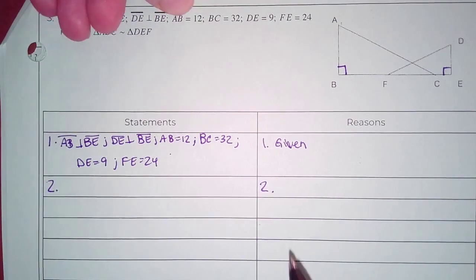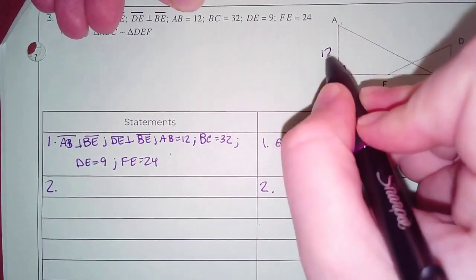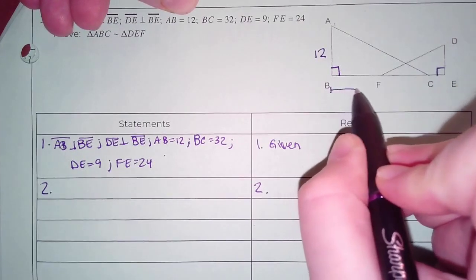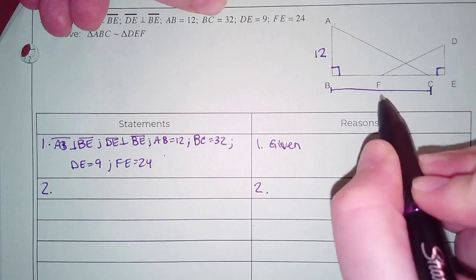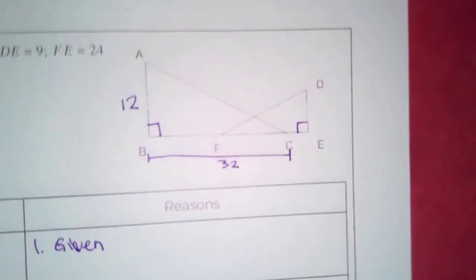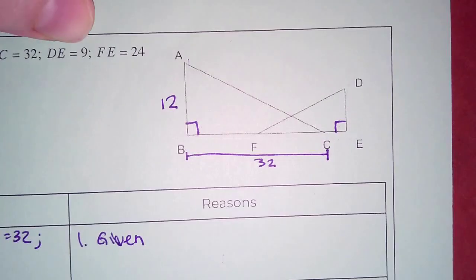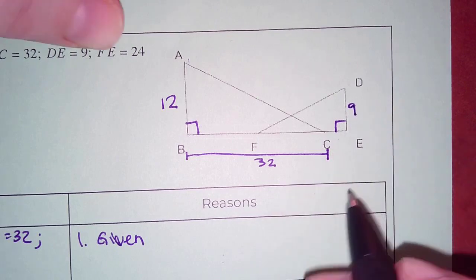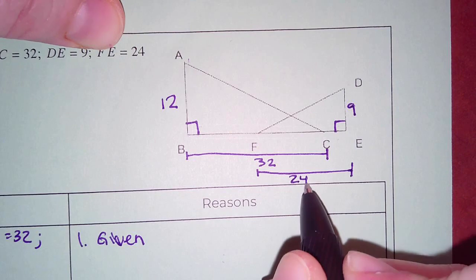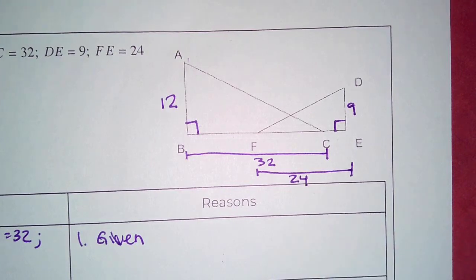Keep labeling. AB here is 12. BC, so from here all the way to here, will be 32. DE will be 9. And FE from here to here will be 24. Okay, good. So I noticed that I'm not given the third side, so I am trying to tackle side, angle, side.